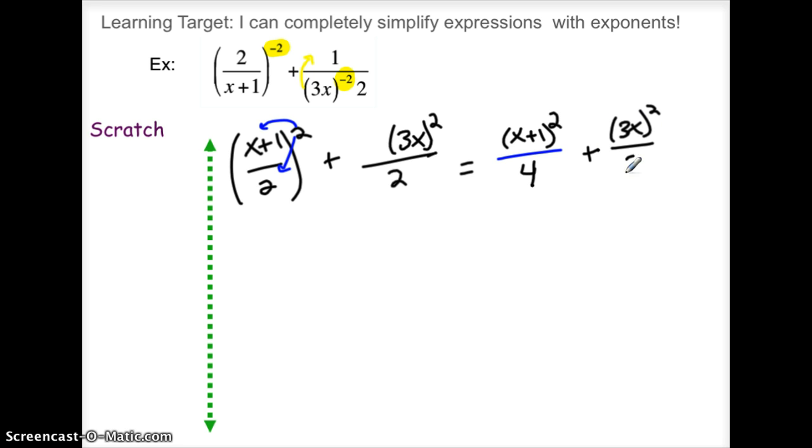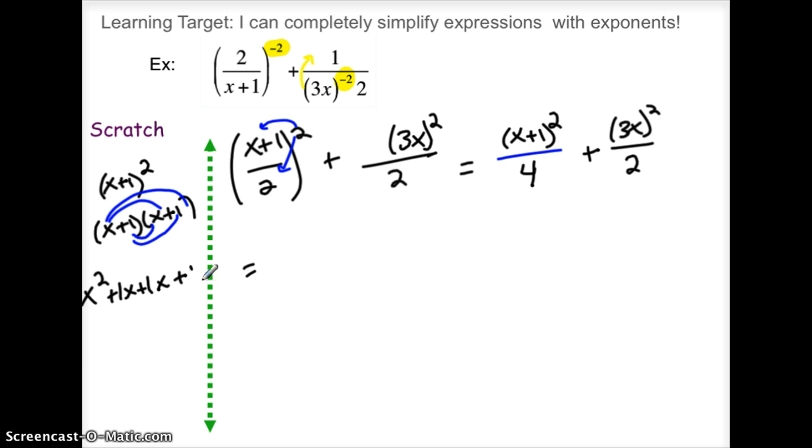Plus 3x squared over 2. Now, what is this? X plus 1 squared. Well, x plus 1 times x plus 1, because you know that's what a square means. And then if you remember, we just need to FOIL. First, outer, inner, last. So we would have x squared plus 1x plus 1x plus 1. So add these guys together to get x squared plus 2x plus 1. So that's what's really on the top of this first fraction, x squared plus 2x plus 1 over 4.